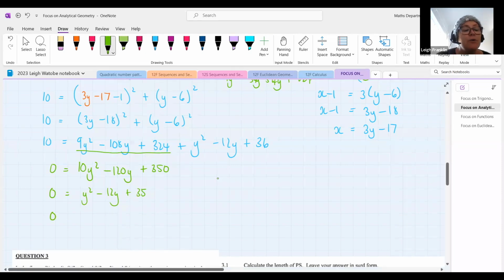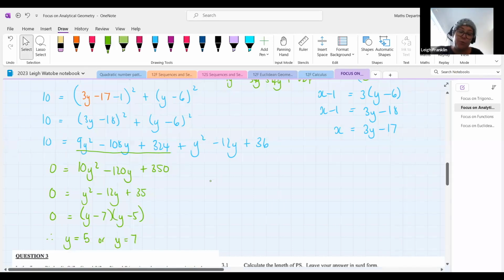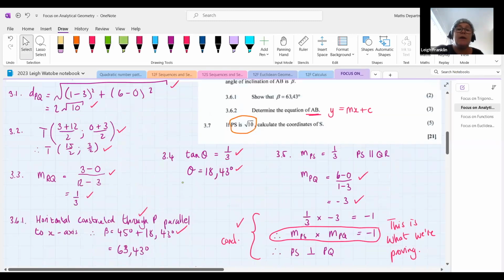Two numbers that multiply to give me 35 would be 7 and 5. And if I use minus 7 and minus 5, I'm going to get the minus 12 in the middle that I want. So now I have two solutions. Of course I do, because it's a quadratic that I'm solving. So either y is 5 or y is 7. It can't be both, in this situation.